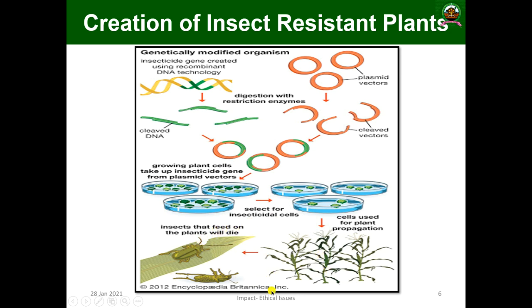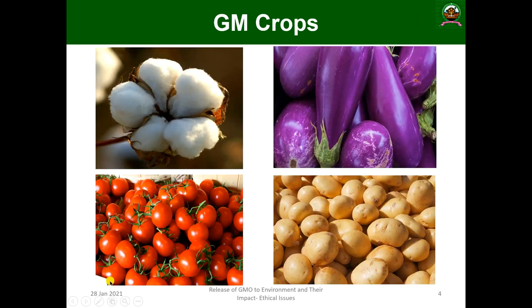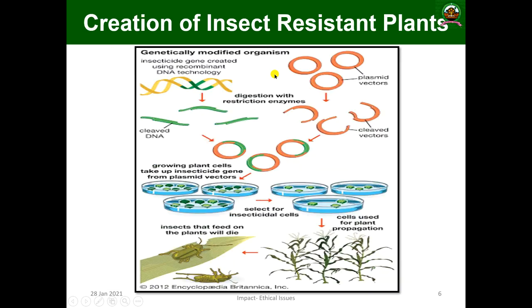So this is the way this insect resistant plant will be created. Similarly, you will have a lot of examples that create genetically modified crops or genetically modified plants, and this is highly advantageous, as I said, in terms of the outcome, the quality, the quantity, and a lot of other things. So this is the most important thing.